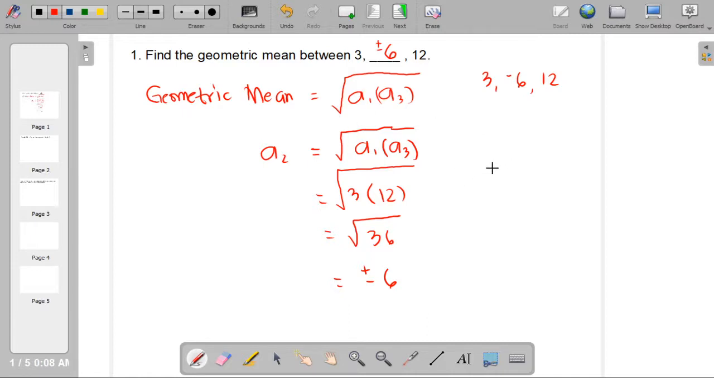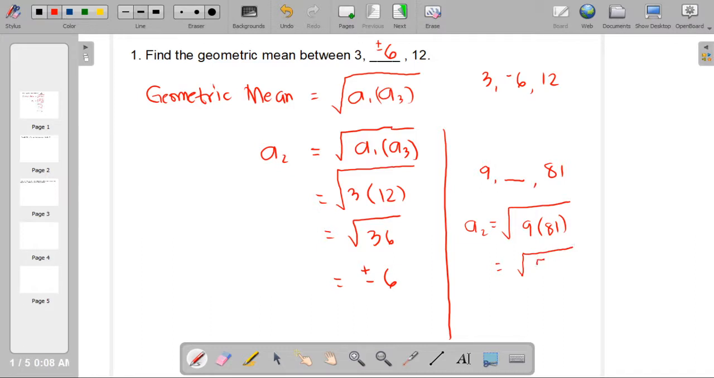Let's try another example. Let's just say 9, blank, and then 81. So to find this, that is your a sub 2, right? All you have to do is to multiply 9 and 81 and then extract the square root of their product. And what is 9 times 81? 9 times 81 is 729, right? What is the square root of 729?